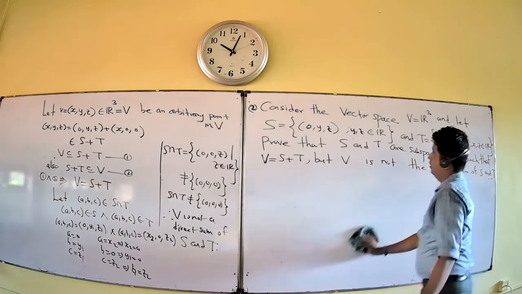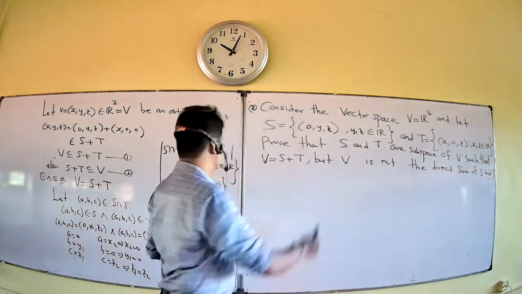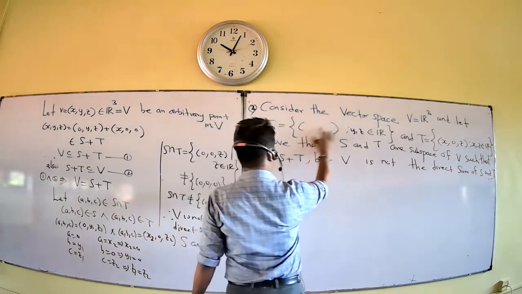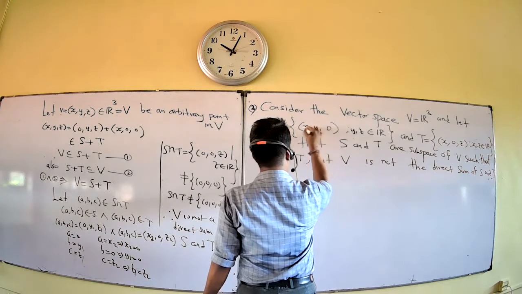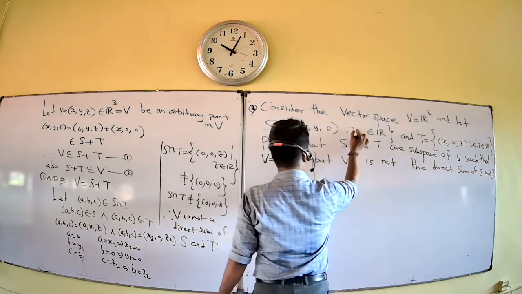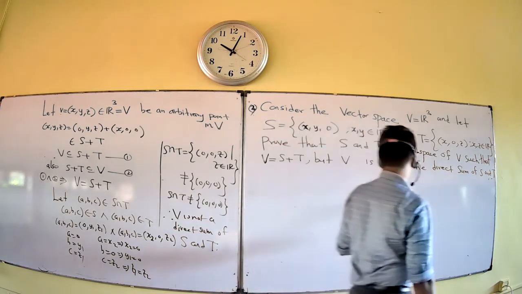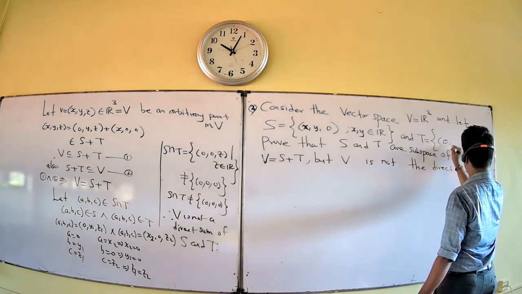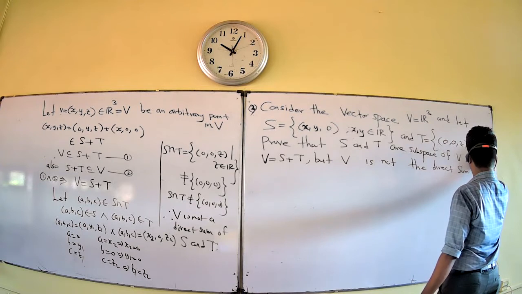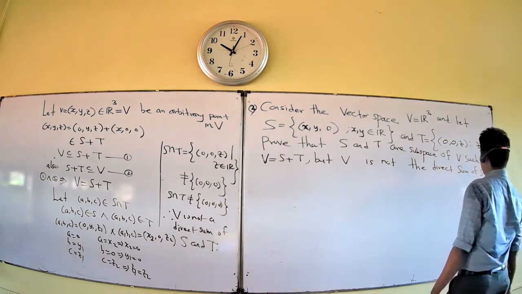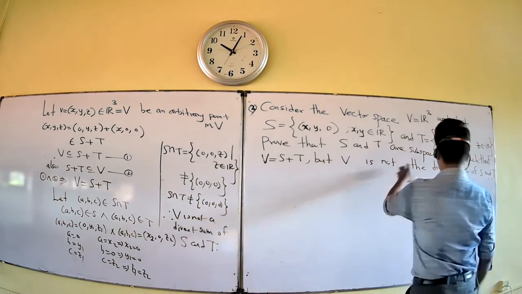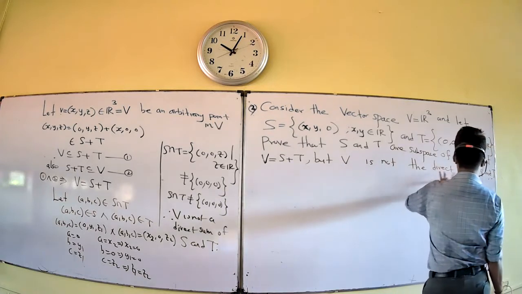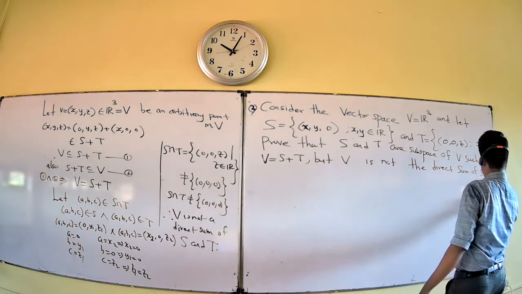So for question number 3, you only change the coordinates. For S, you put coordinates of the form (x, y, 0), where x, y belong to the real numbers. T is of the form (0, 0, z), where z belongs to the real numbers. Prove that S and T are subspaces of V such that V equals S plus T, but V is not a direct sum of S and T.